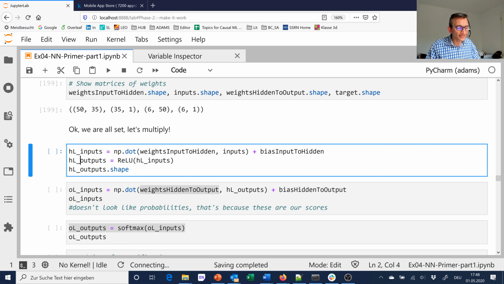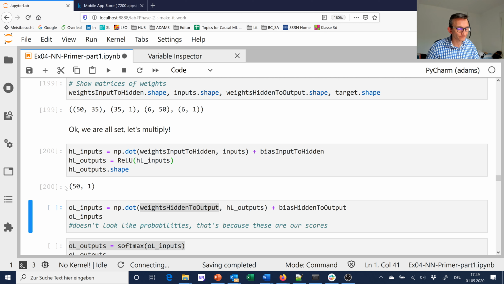Now we can look at our shape. So this 50 by 1 is our hidden state. These are our latent variables that we obtained in our neural network, from which we will, in the next step, derive some forecasts. So let's move on to the output layer.